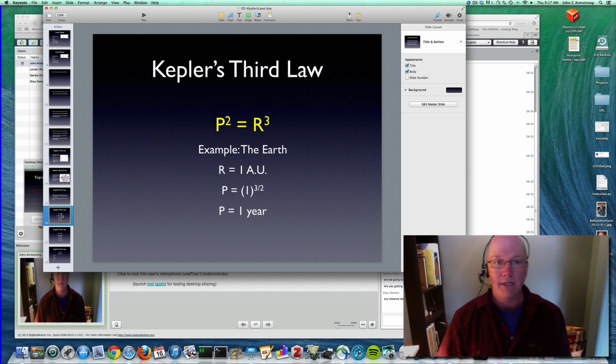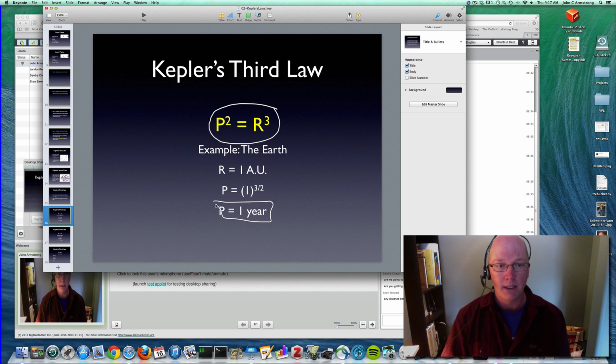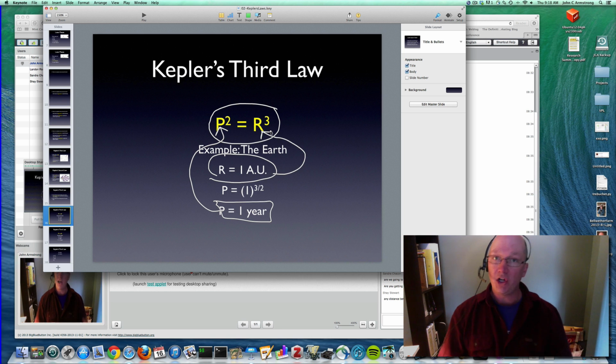P squared equals r cubed. This is Kepler's third law. And all it means is if you measure the period, so the example for the period is that the Earth is 1 year. I take 1 year and I plug it in there and I square it. 1 squared is 1. I take 1 astronomical unit and put it in here. 1 cubed is 1. 1 equals 1. The relationship holds. All right, so that's trivial because it's for 1 and 1, but it works for any planet.